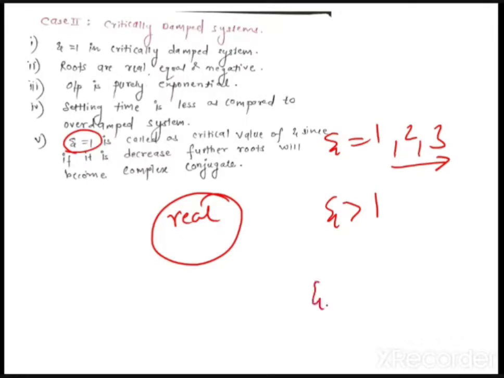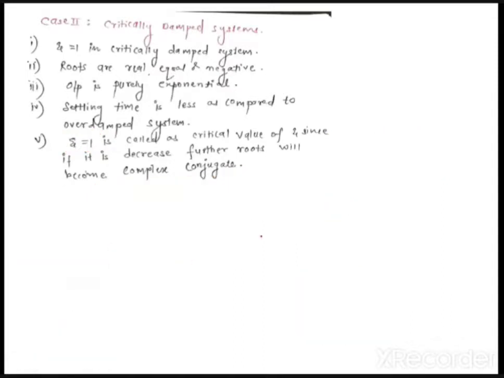But zeta is equal to 1 is the only value where, if you decrease the value of zeta to less than 1, the roots become complex conjugate. And exactly what happens is the behavior of the system will change. The behavior of the system will change means what?